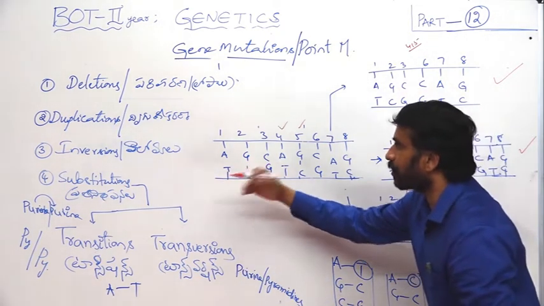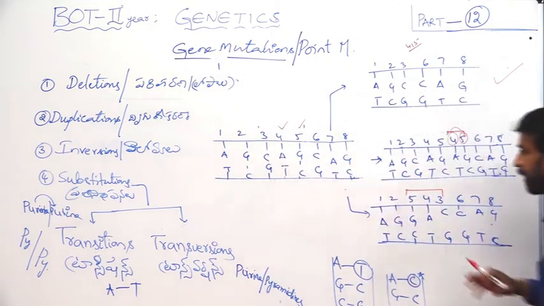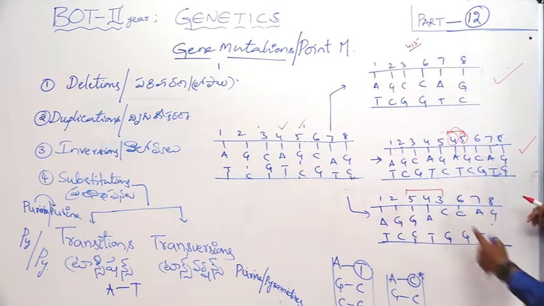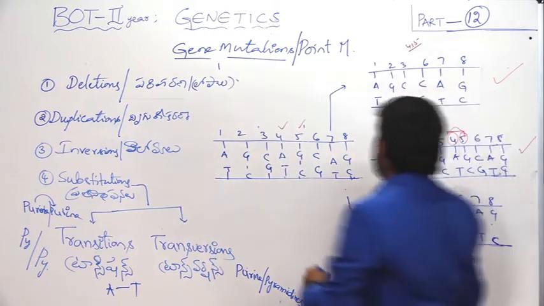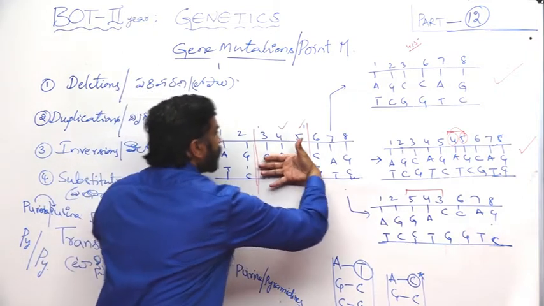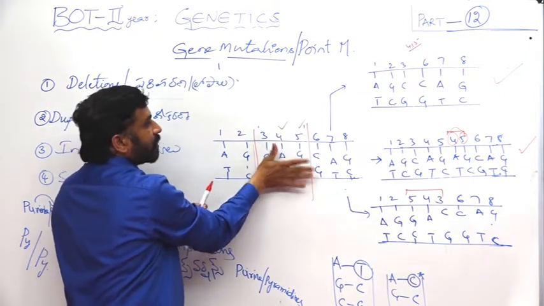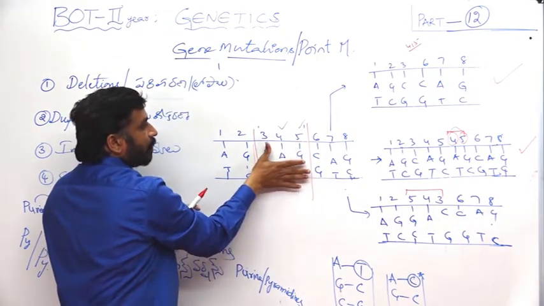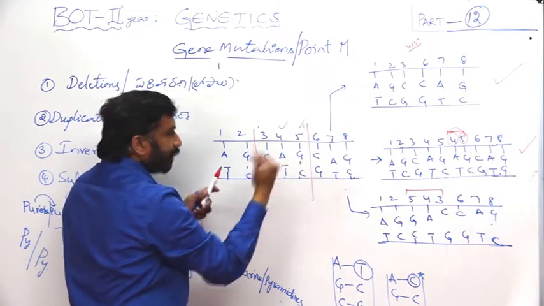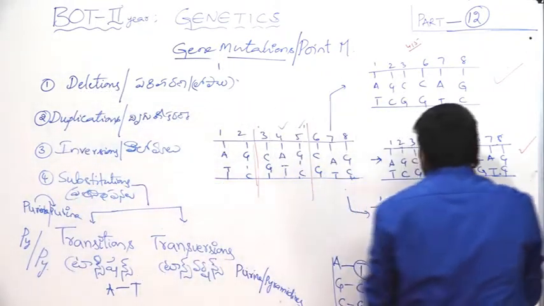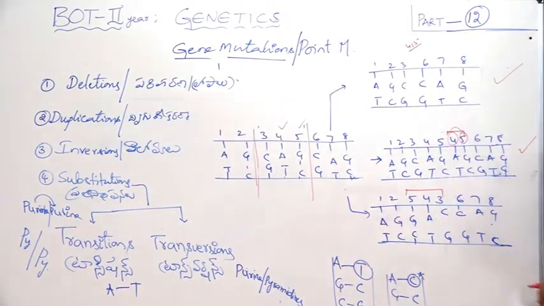So the third one is inversions. 1, 2, 3, 4, 5, 6, 7, 8 pairs are there. See here, 1, 2. After the second nucleotide pair, you will get the fifth pair, fourth one, and the third one. What happens here? There is a cut at 2 points, and after the cut, this broken piece attaches in the reverse direction. So there is a rotation of 180 degrees, and this piece rotates 180 degrees and attaches at the same point in reverse direction, and you will find the sequence like this. This type of mutation is known as inversion.